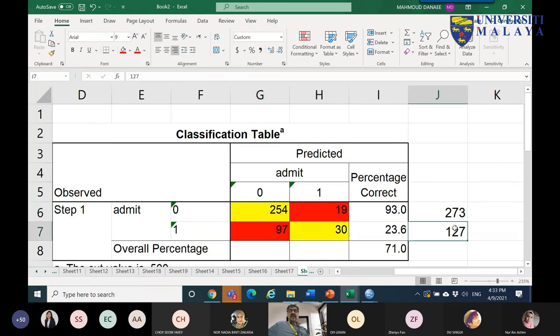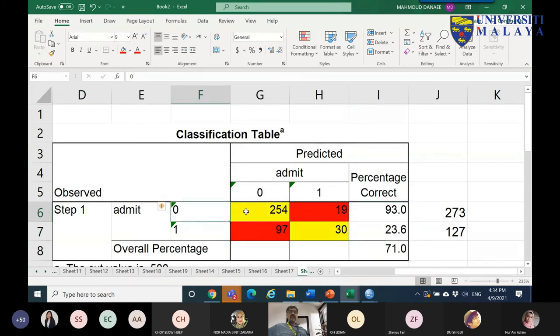Why? Because in the data, 127 of them were admitted, but my prediction model was only able to predict correctly 30 out of 127. So the accuracy of this model for admission is only 23%. For non-admission, it has a good prediction ability, but for admission, the model has very poor prediction ability. Yes, the overall percentage accuracy is 71%, but we want to look at the prediction ability for each.